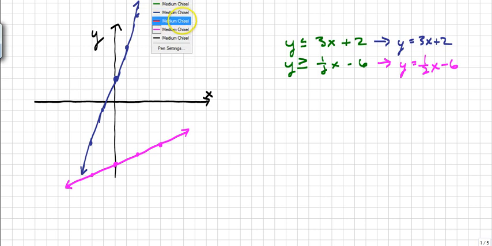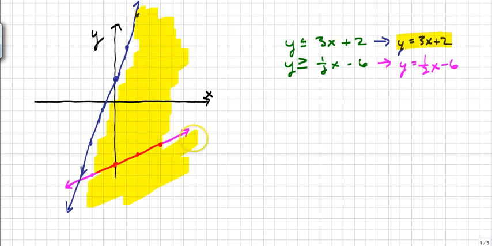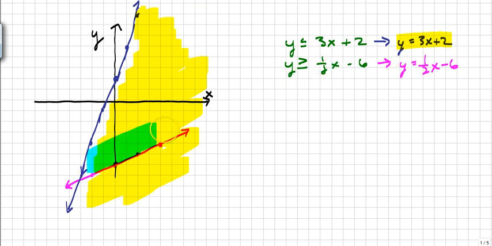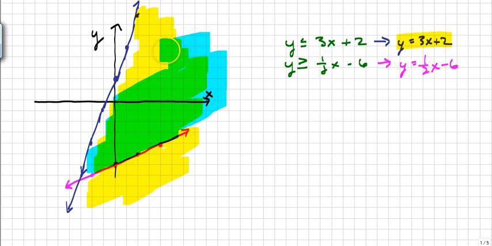All right, now I've got to figure out where I need to shade. I'm going to continue this line down a little bit more so they cross. All right, so where do I shade? Well, let's shade this one in yellow. So we're looking at less than 3x plus 2, so that's under here. And then we're looking at greater than the other one. Let's shade that in blue. Greater than or equal to the other line, so that's up here. All right, so where the green is, that's where they intersect. And that keeps going on and on forever.